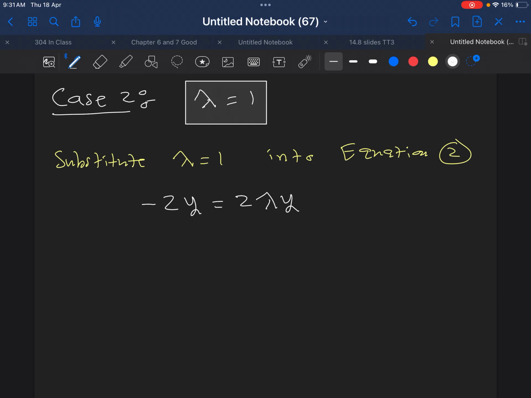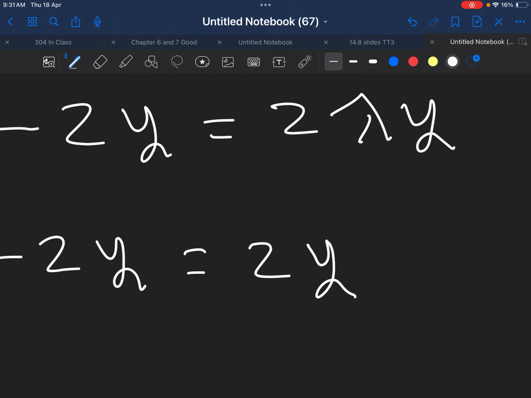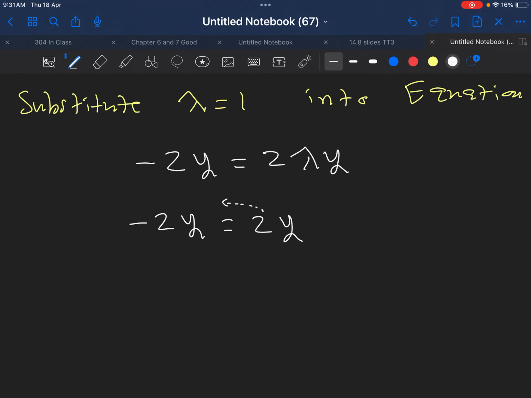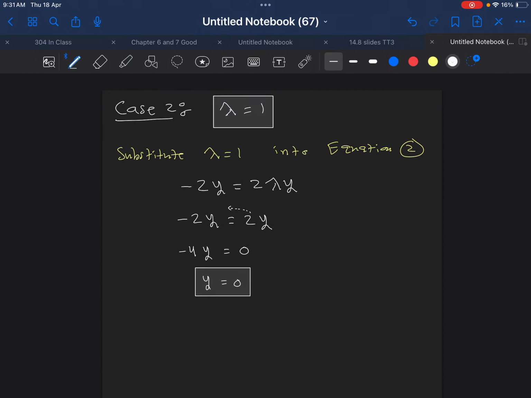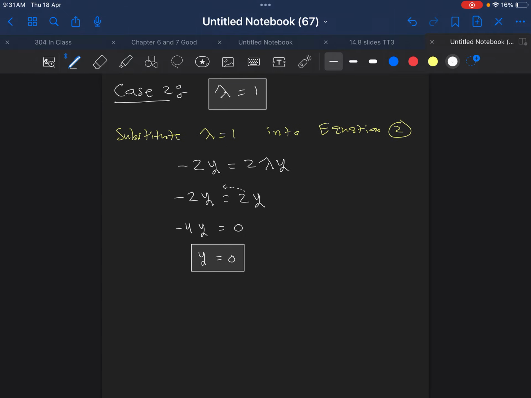That means I will get 2y to the left side. If we substitute 1, I get 2y. So if I take, of course, do not divide by y. We don't know if y equal to 0. Take this to the other side, you will get -4y equal to 0. That means y itself equal to 0. So far, everything looks good.